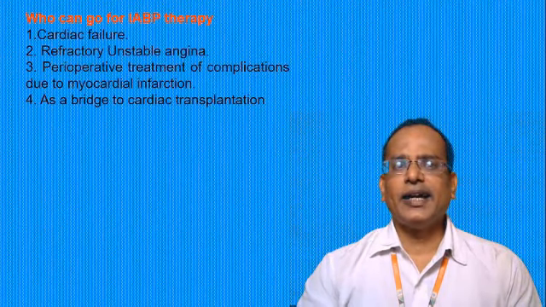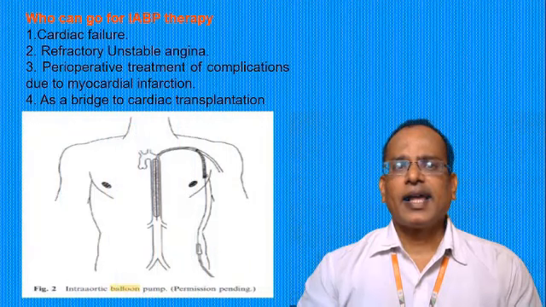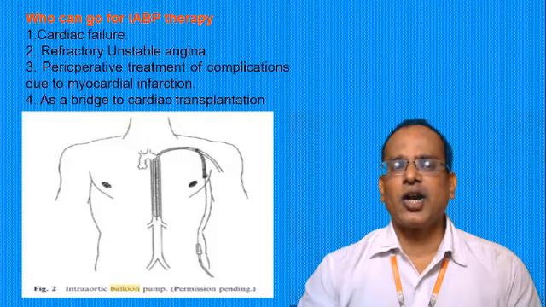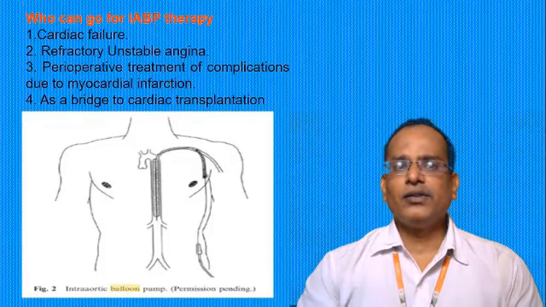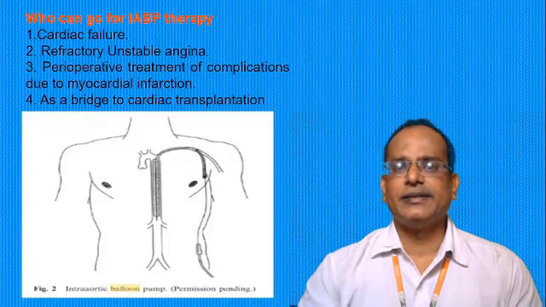Who can go for IABP therapy? One is cardiac failure or cardiac shock. Second is refractory unstable angina. Third is pre-operative treatment of complications due to myocardial infarction. Fourth is as a bridge to cardiac transplantation.